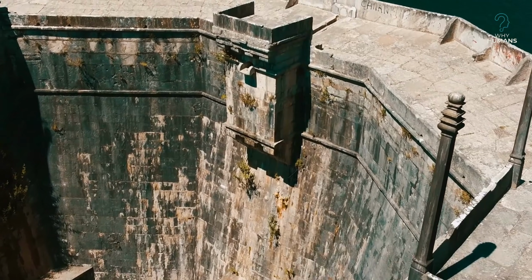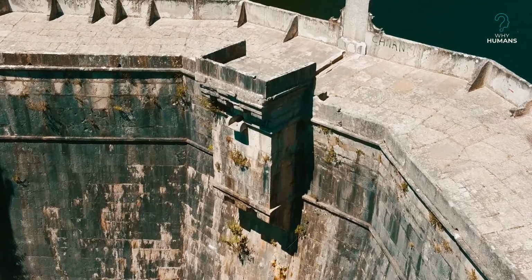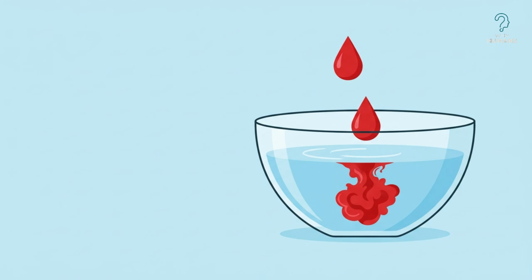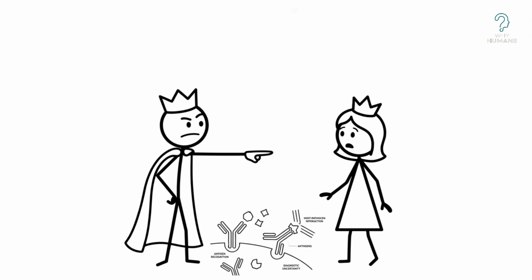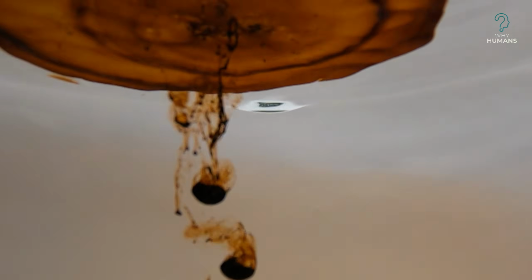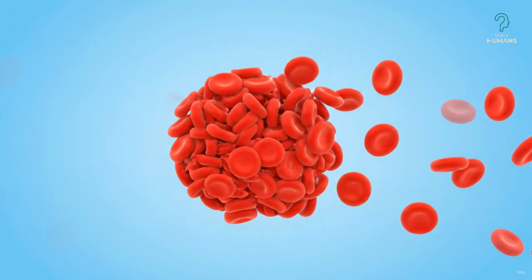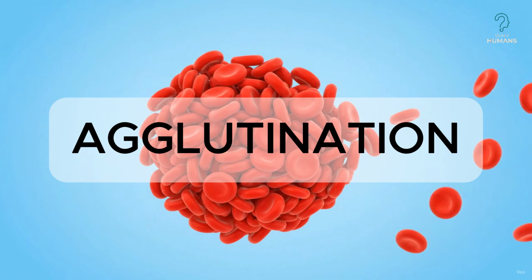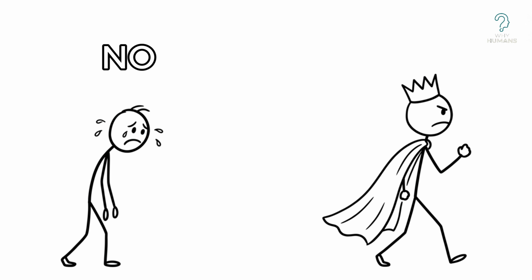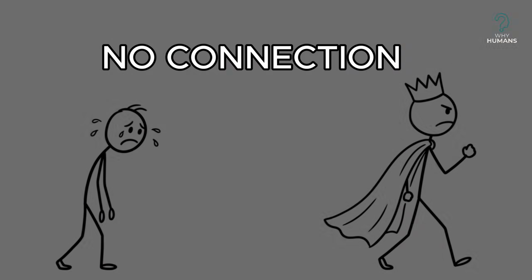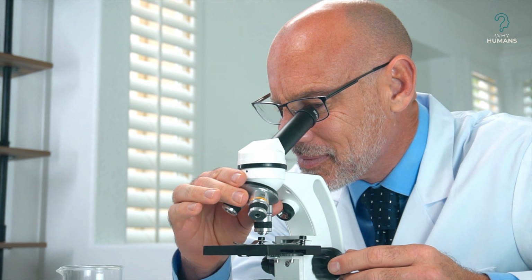The second method is a fascinating one you have probably seen in historical movies: blood mixing. In ancient royal dramas, if a king suspected the queen of an affair, royal doctors would mix the child's blood with the father's in a bowl of water. If the blood cells clumped together, a phenomenon modern medicine calls agglutination, they believed it proved there was no biological connection. Today, we know genetics is far more complex.